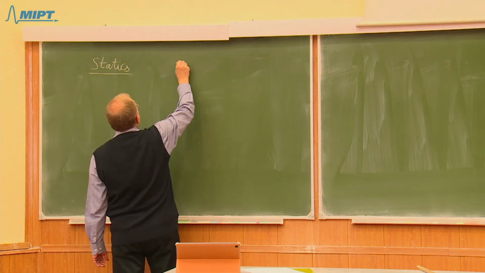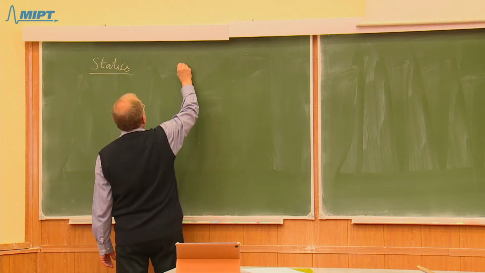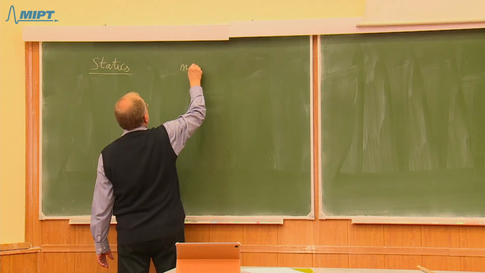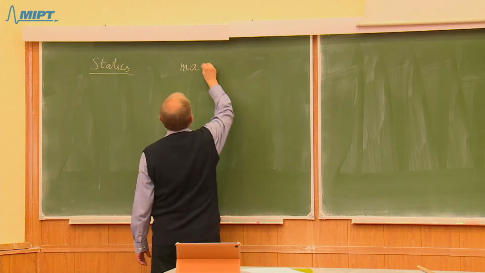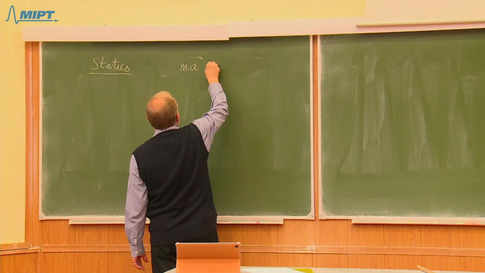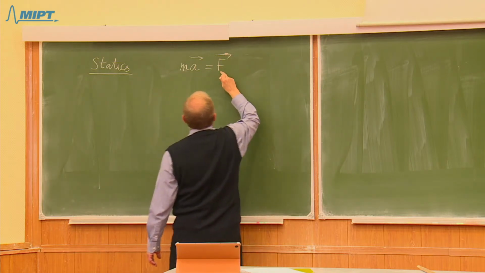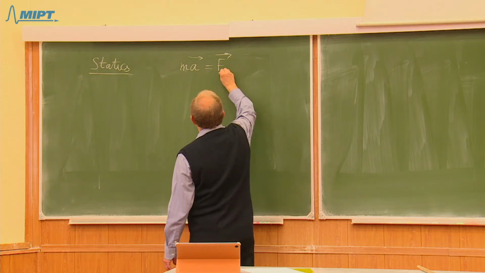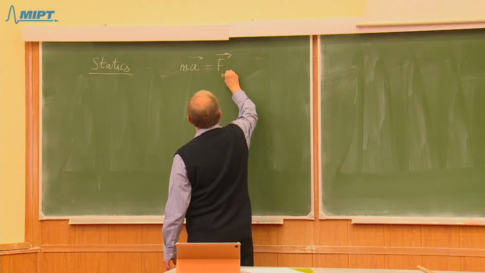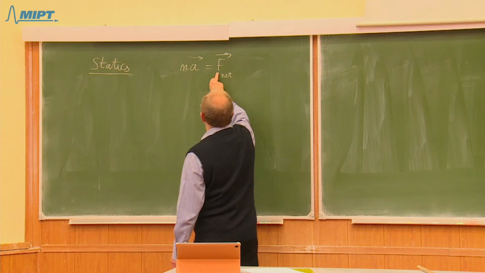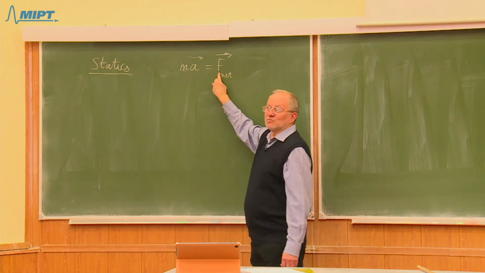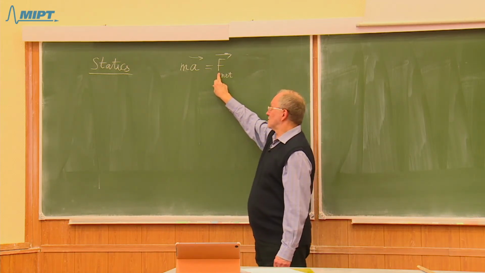Again, we can say that if we consider some body of mass m, then mass m times acceleration of this body equals the net force acting on this body. And I will underline that this is a net force. That is the vector sum of all forces acting on the body.